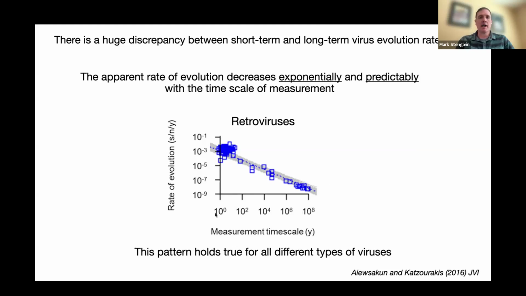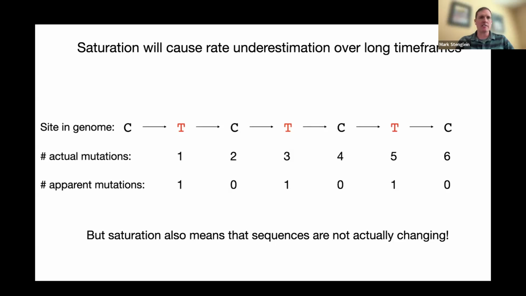And what you can see from this plot, which shows the rate of evolution on a log axis in substitutions per site per year, and on the x-axis the time scale of measurement, is that the rate decreases exponentially and predictably with the time scale of measurement. And this is a pattern that holds true for all different types of viruses. This plot here shows estimates for retroviruses, but for all different types of viruses, this holds true. So what's going on? Why does this happen?